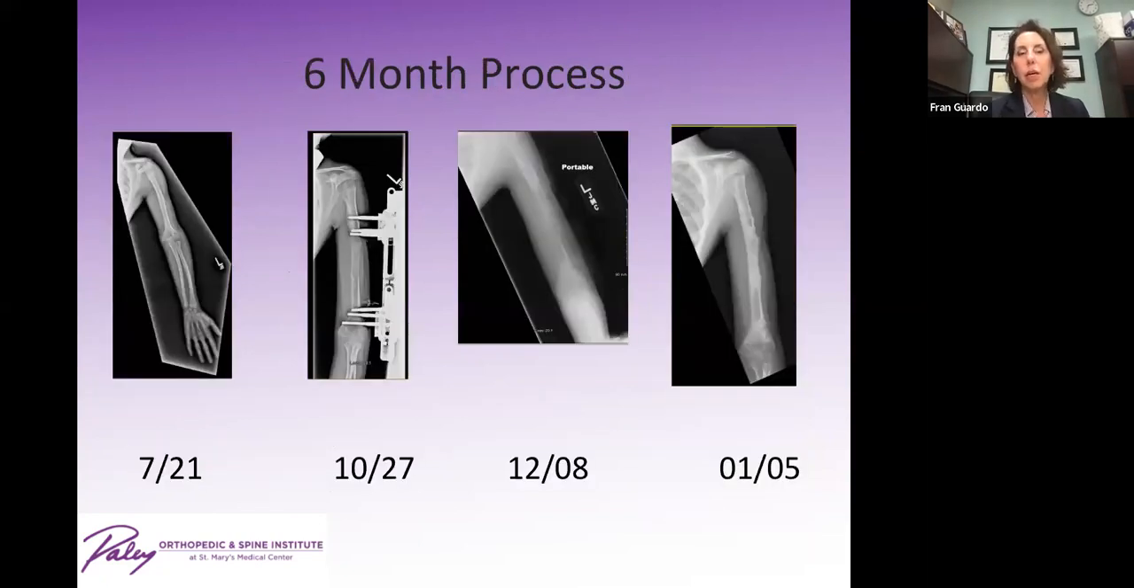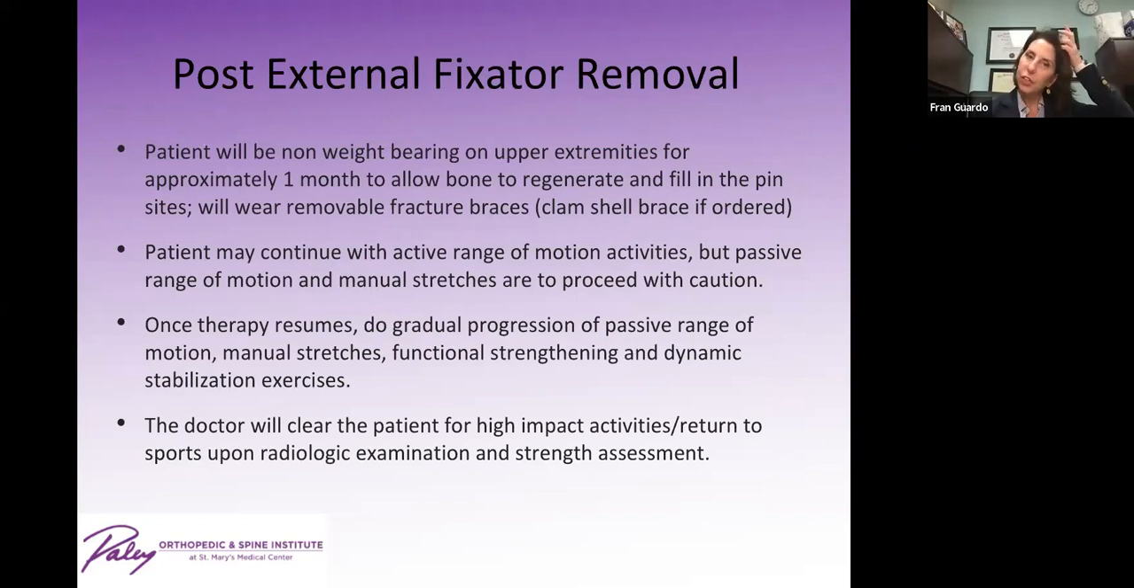So this is a series of X-rays over a 6-month time frame, and you can see the left and the right and pre and post, quite a bit of length. So after the fixator is removed, if they had external fixation, the patient will be non-weight bearing on the upper extremity for about a month.